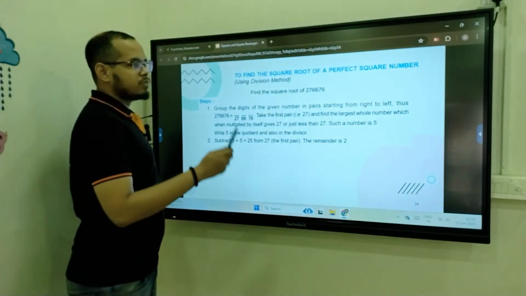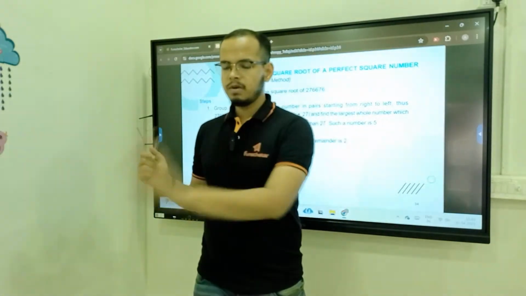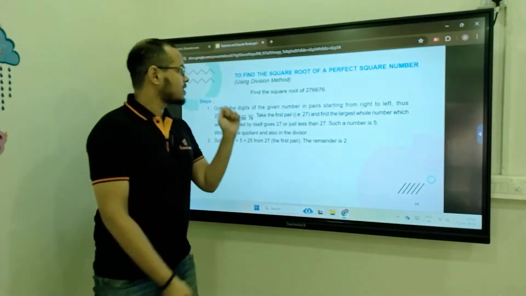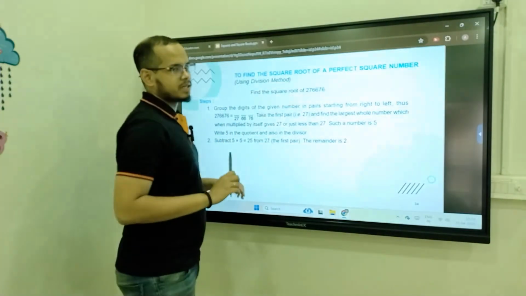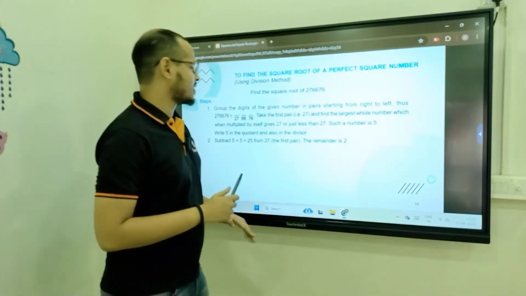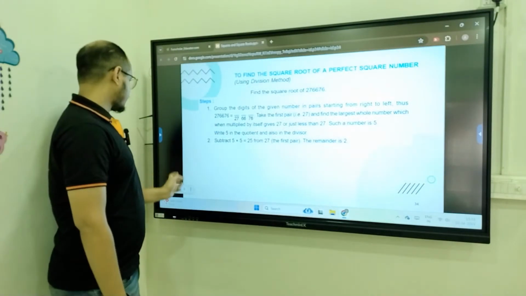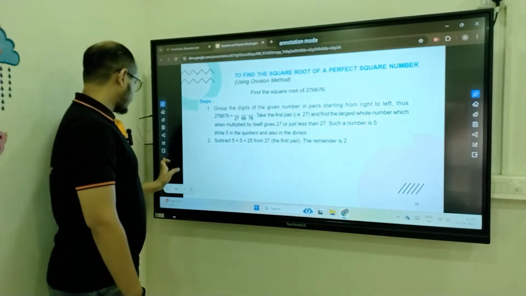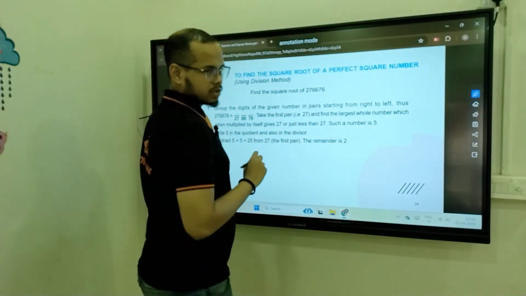That is finding the square root. We have already found out how to find the square root of a number using prime factorization. Now it's time for using the long division method. It's just written division here, but it's actually long division because it will keep on going. Chalo. Let's find out how to solve this method. Let's take this number only, what is given here. Let me take a fresh board. The number is 276676.